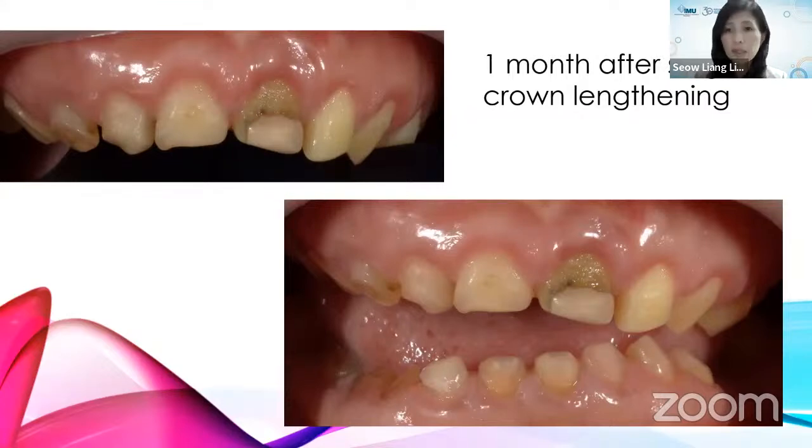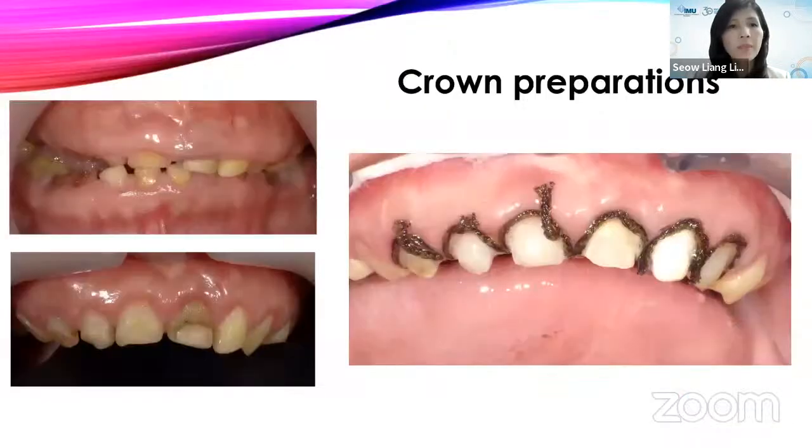Surprisingly, because there's no successor, there's no resorption of the root. So this canine is still relatively firm. So eventually we do full coverage crowns. When all the gingiva has settled down, I waited about 2.5 to 3 months or so, let the gingiva settle and firm up, then only we proceed with the crown.